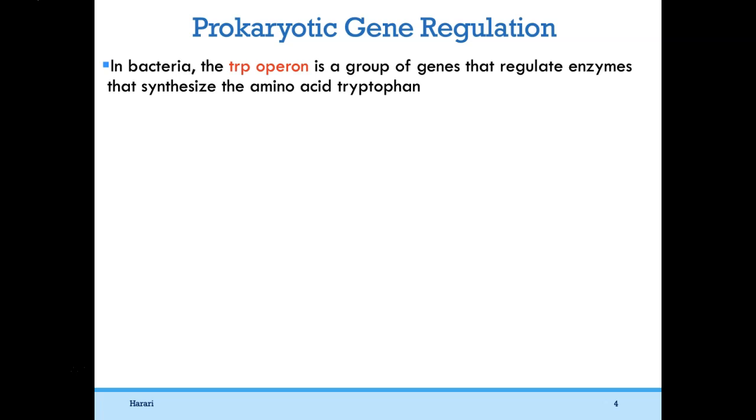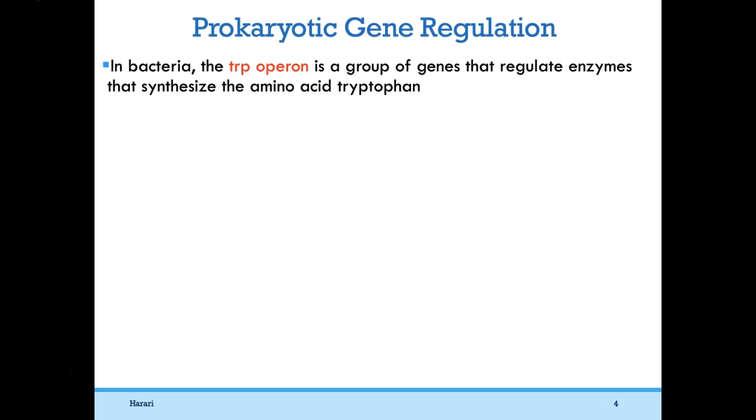I want to just quickly talk about prokaryotic gene regulation. I'm not going to focus too much on it on exams. I just want you to be a little familiar with how prokaryotes regulate gene expression. So the example I want to talk about is called the trp operon. In bacteria, the trp operon is a group of genes that regulate enzymes that make the amino acid tryptophan.